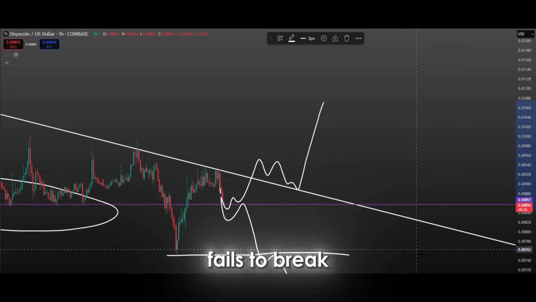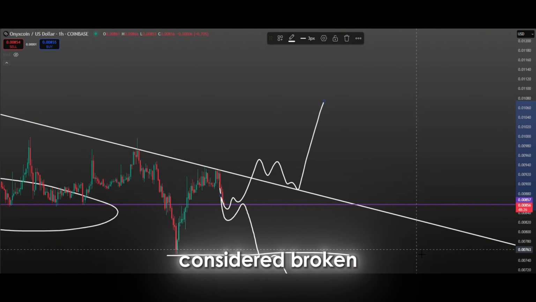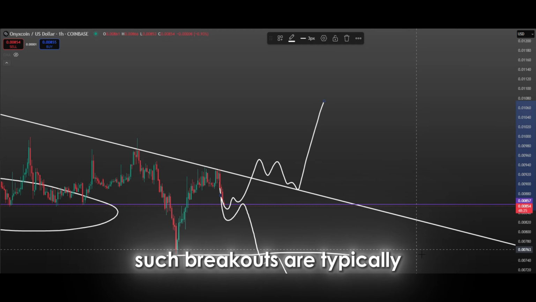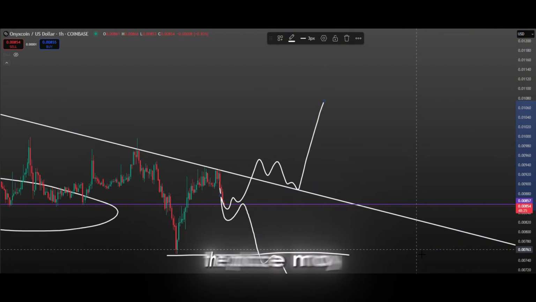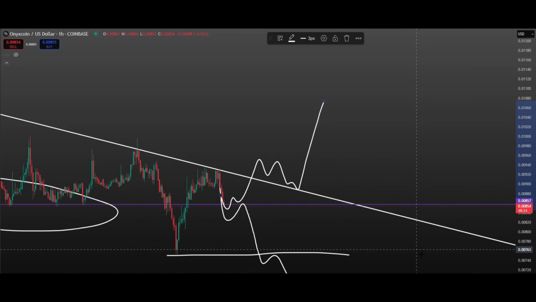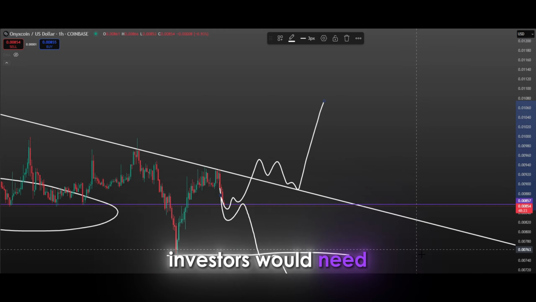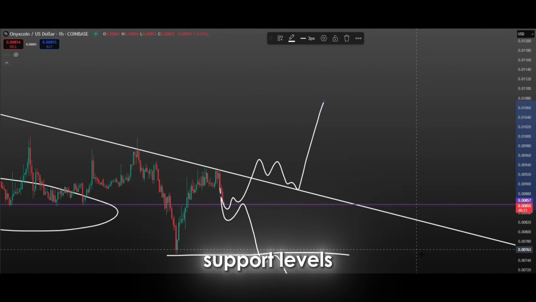If the price fails to break through the support level and starts closing below it, then the support region would be considered broken. In technical analysis, such breakouts are typically interpreted as signals of a deeper pullback. In this case, the price may start searching for new lower levels, and a pullback toward the next support zone could be observed. In this situation, investors would need to be more cautious and monitor new support levels.